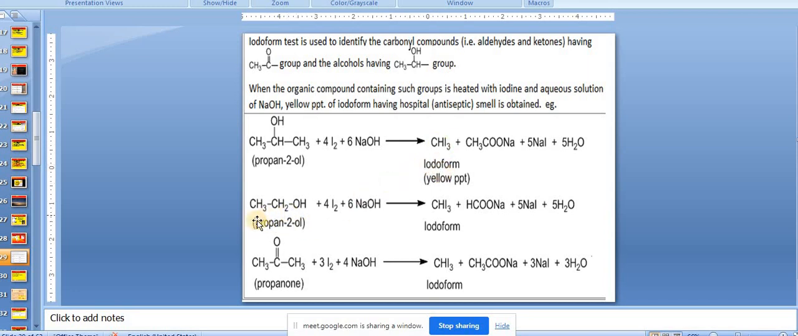Similarly, ethanol was having 2 carbons, so 1 carbon is used in the iodoform, 1 carbon is left, and that 1 carbon will be oxidized to formic acid. Formic acid will react with NaOH to form sodium formate along with NaI and water. Since 8 iodine were there, 3 iodine used in iodoform, 5 were left, 5 NaI, 5 water.